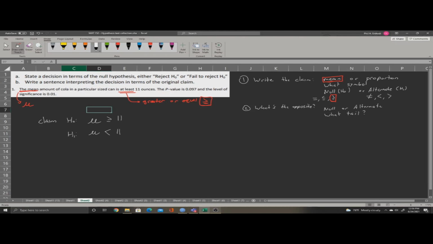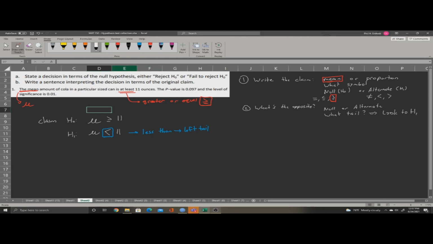Now, to figure out what tail we have, we look to the alternate. The alternate says less than here in the middle. And since we have less than, that's left tail. Let's remind ourselves greater than would have been right tail, and not equal to would have been two tail.